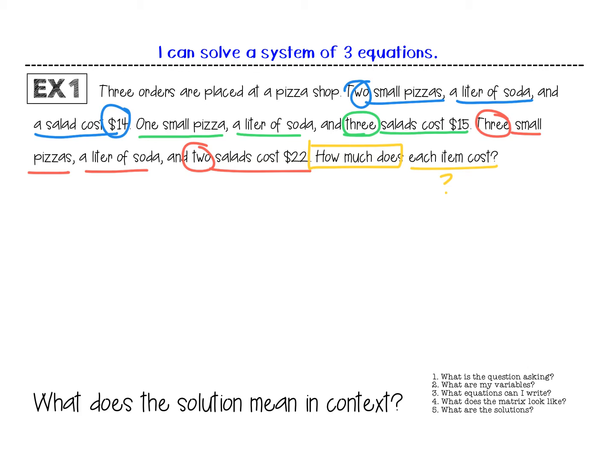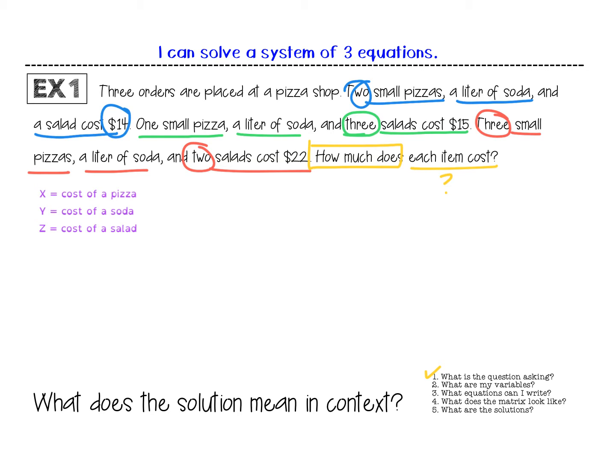So the first thing I ask is, what is the question asking? So the question is asking, how much does each item cost? So how many items do I have in each of these scenarios? I have a pizza, I have soda, and I have a salad. So the first thing I need to do is I need to define my variables.